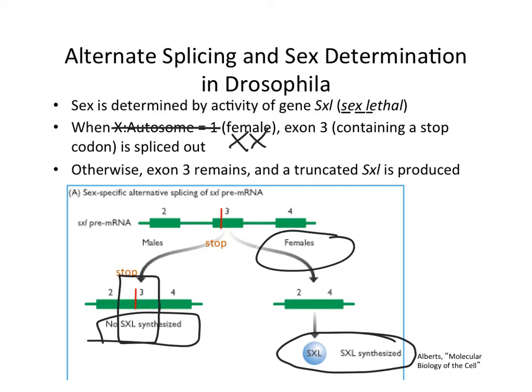So already there's a difference, at the molecular level, between males and females. Females have 2 X chromosomes, males have 1. That directly influences whether or not a fruit fly produces the sex-lethal protein. Women do, men don't. So alternative splicing. Leaving an exon that's got a mutation has an effect on the protein.